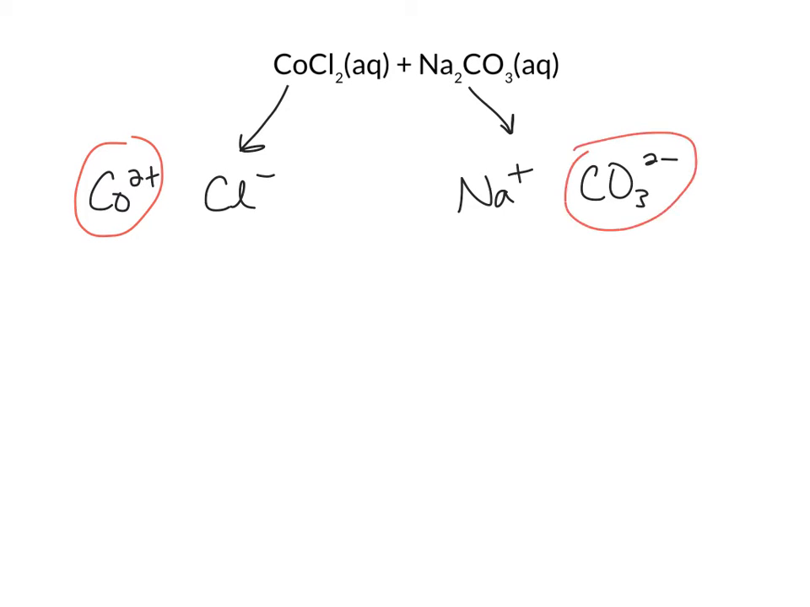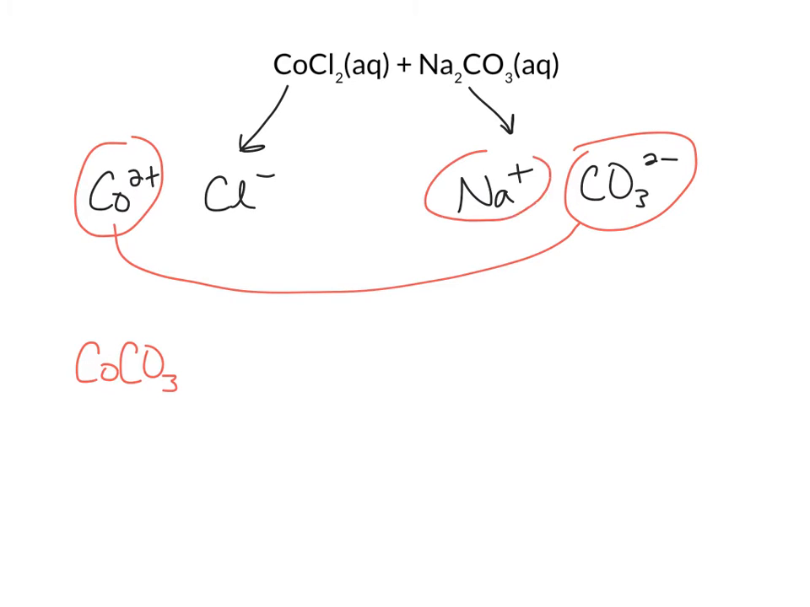We take the Co2+ and the CO3 2- and combine those, and we get CoCO3, because I have a 2+ and a 2-, so I only need one of each to make a neutral compound. And then I combine the Na+ with the Cl-. I have a +1 and a -1, so I have NaCl. So out of those now, we can think about phases.